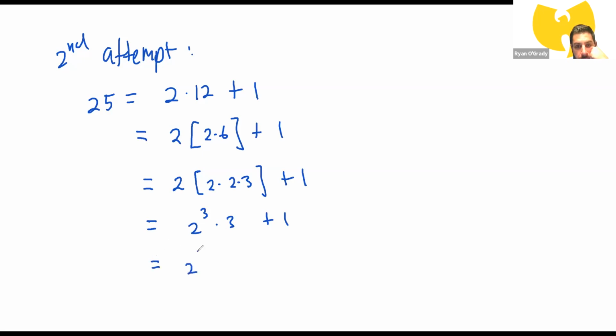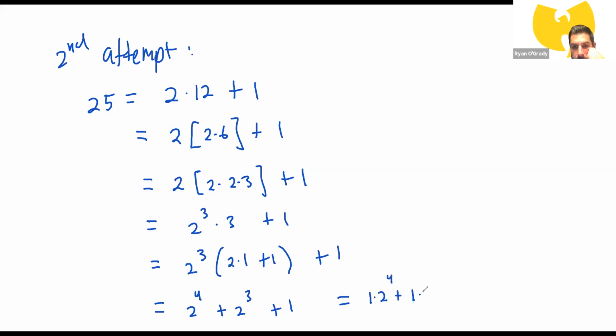What is 3? 3, if you'd like, is 2 times 1 plus 1. And if I distribute this 2 to the power 3, this is 2 to the fourth plus 2 to the third plus 1, which we can finally write out as 1 times 2 to the fourth plus 1 times 2 cubed plus 0 times 2 squared plus 0 times 2 to the power 1 plus 1 times 2 to the power 0.